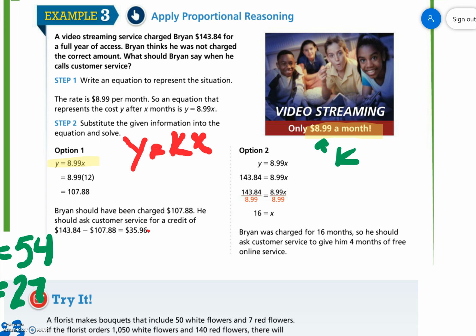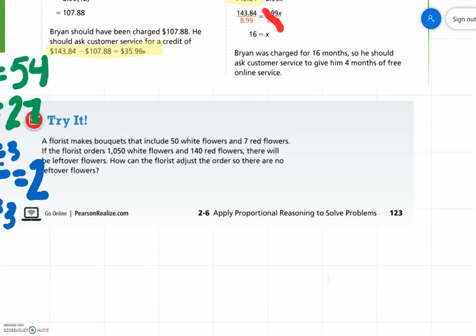That's $35.96. We find that by subtracting. Another way to do it is to put in the amount he was charged for y and solve for x. The $8.99 is bothering the x, and it's attached by multiplication, so we can cancel it out by division. So Brian was charged for 16 months, actually. So we should ask customer service to give him 4 months of free online service.